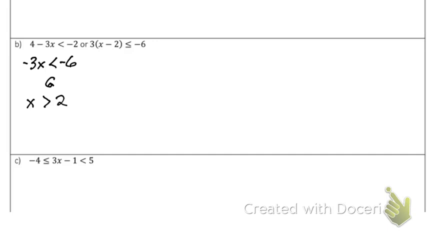Our next one, what I'm going to do is, we see this little 3 hanging out here? Rather than distribute it, I'm just going to divide by 3. It doesn't matter. You can distribute it. You get the same answer. We all know how to solve problems. You choose. Okay, I'm going to divide both sides by 3 to give me x minus 2 is less than or equal to negative 2. Then I would add 2 to both sides, and I have x is less than or equal to 0.